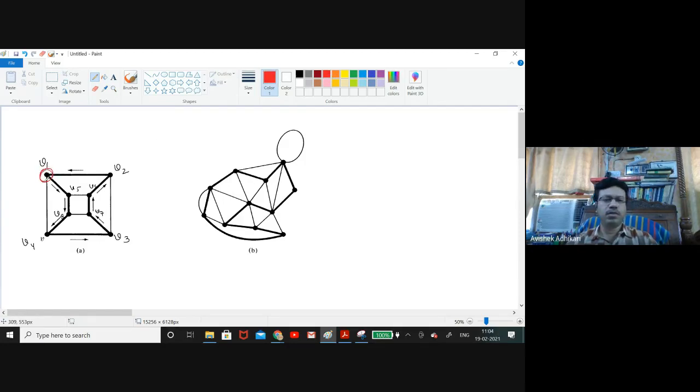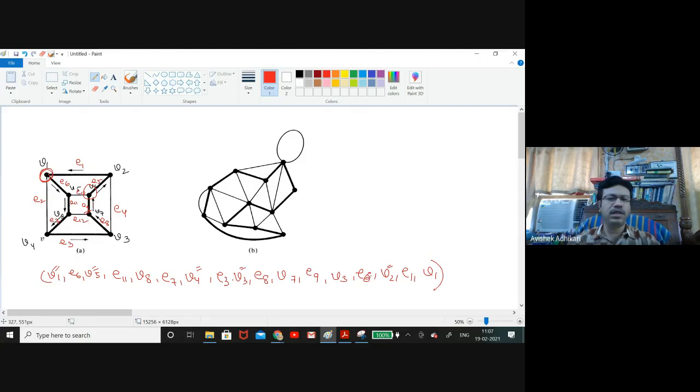Okay, so now suppose I have the edges e1, e2, e3, e4, e5, e6, e7, e8, then e9, e10, e11, e12. Now somebody, can you please give me which would be one of the Hamiltonian circuits? Travel through this like this.